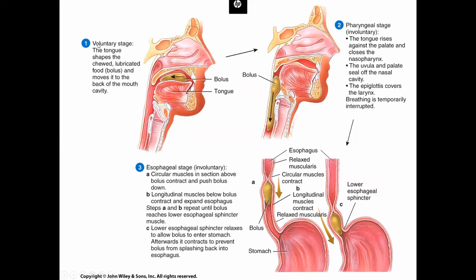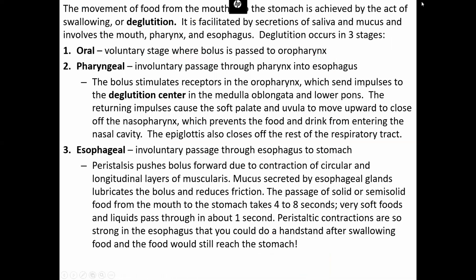The first is listed there on the previous page as an oral stage. Here on this next page, it's called a voluntary stage, and that's because it's the only one that we have direct control over, where we can get that bolus from our mouth into the oropharynx. The second stage and the third stage, as you can see, are completely involuntary. The second stage is going to involve the pharynx, which is why it's called the pharyngeal stage, moving the food from the pharynx into the esophagus.